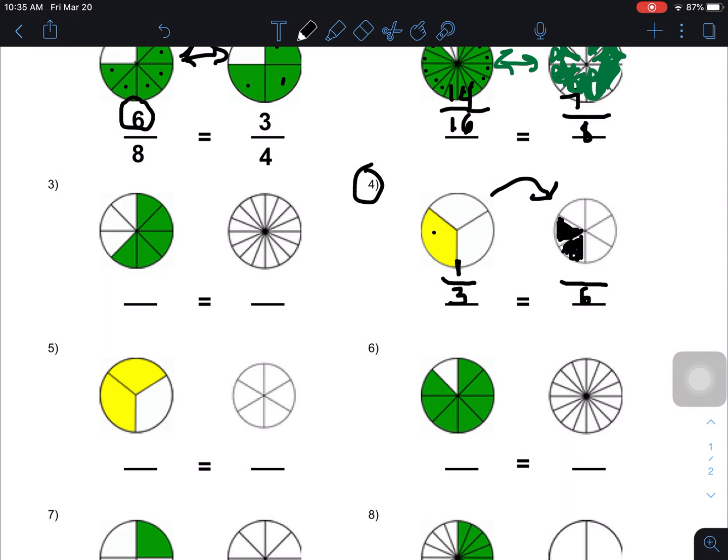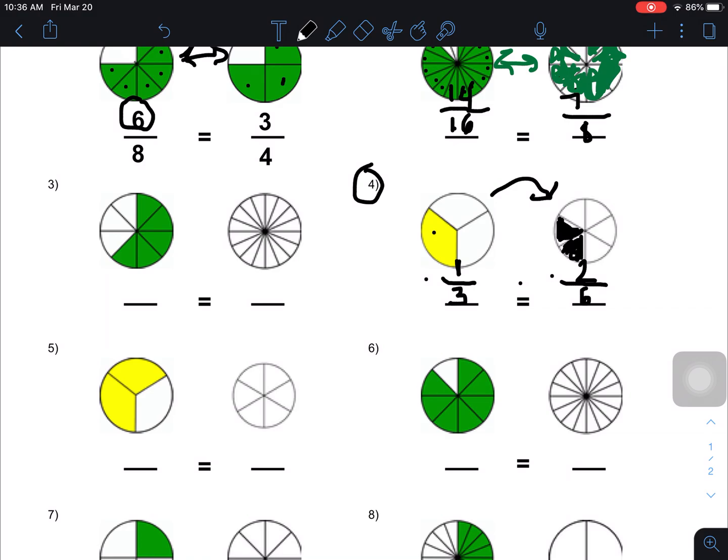Now if we were to look back over to our first one, our 1/3, it looks like the same amount is shaded in. The pictures would look identical. So out of our 6 pieces, we have 2 of those that are shaded in. So that being said, 1/3 is equivalent to 2/6.